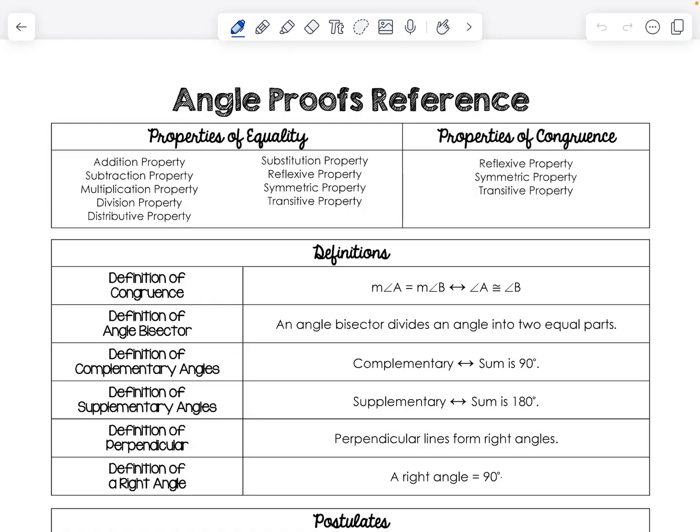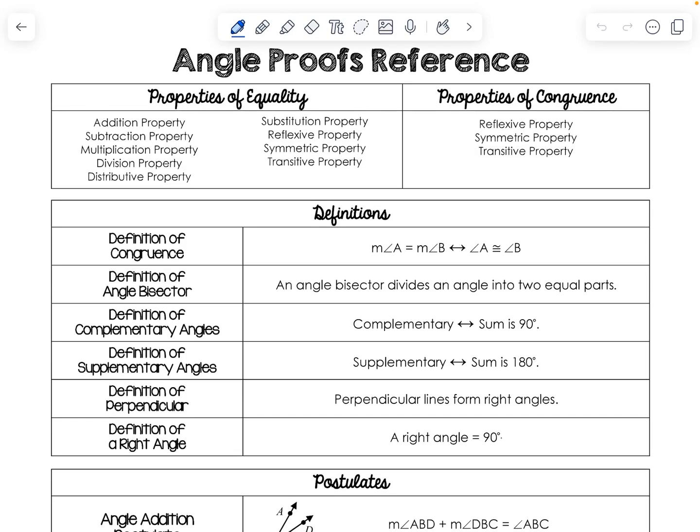All right, so we are going to start talking about angle proofs, and we're going to realize that we're going to use all of these other properties that we learned before. These properties of equality and these properties of congruence still apply to angles as well. There are some definitions that also work for angles, and we're going to review some definitions here.